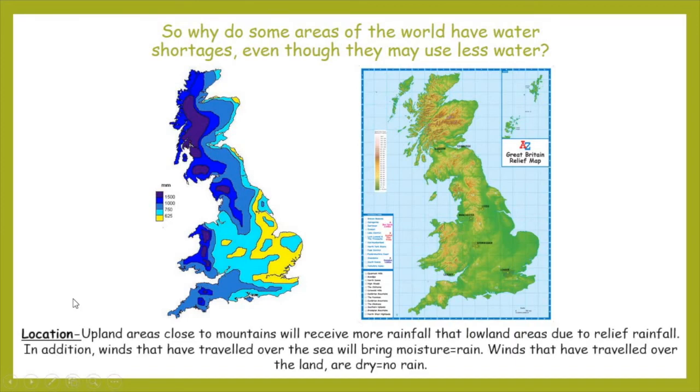So your location, if you are miles and miles away from any mountainous relief, you're not going to get any relief rainfall. Your climate will be drier because you have flat relief. So second bullet point or second element in your spider diagram.